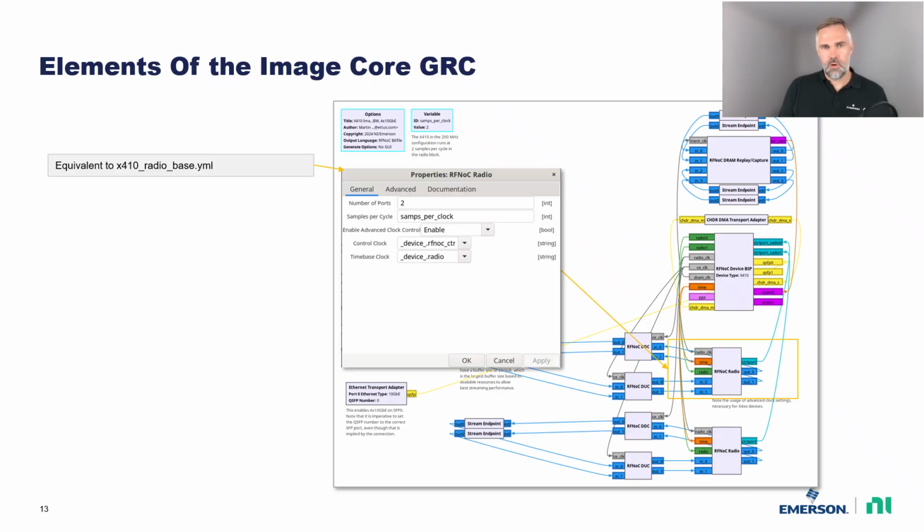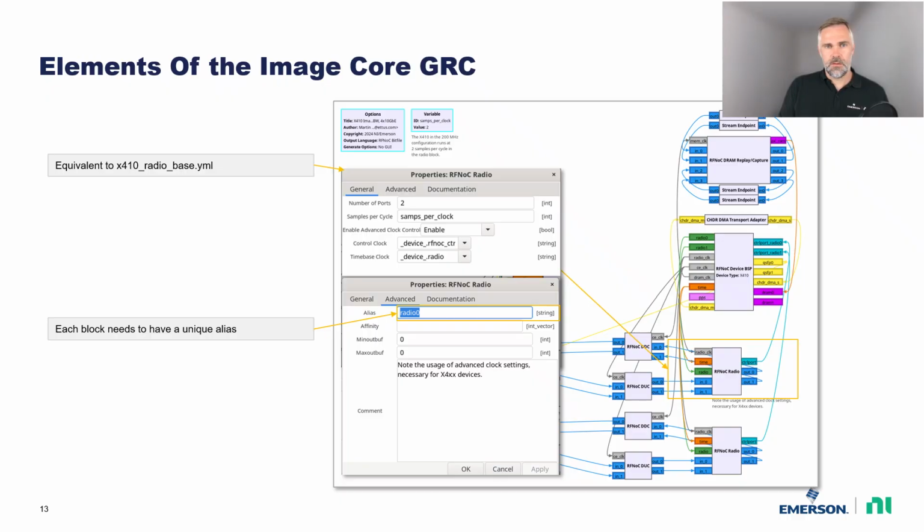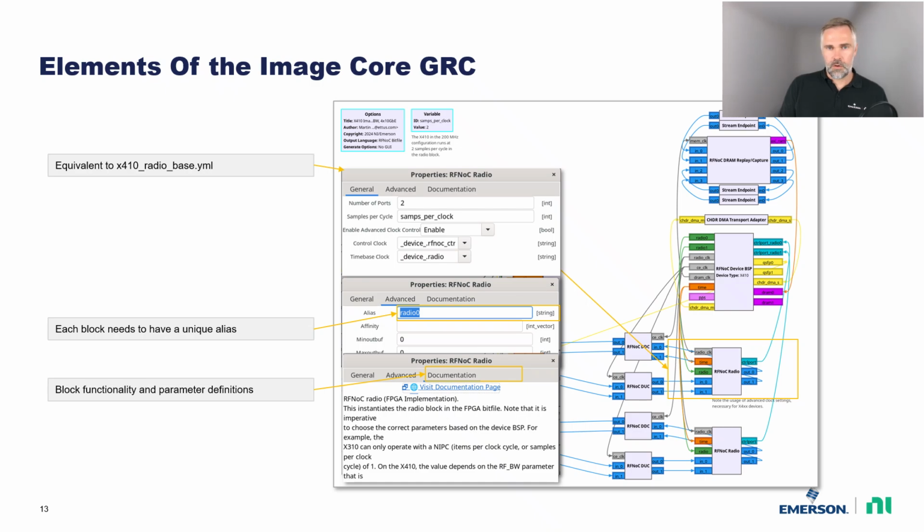The RFNoC radio block allows setting of parameters such as the number of ports per radio block. Also note the use of the parameter SAMPs per clock that we've just discussed. We need to ensure that each block is assigned a unique alias in the Advanced tab. And finally, block functionality and parameter definitions can be found under the Documentation tab.